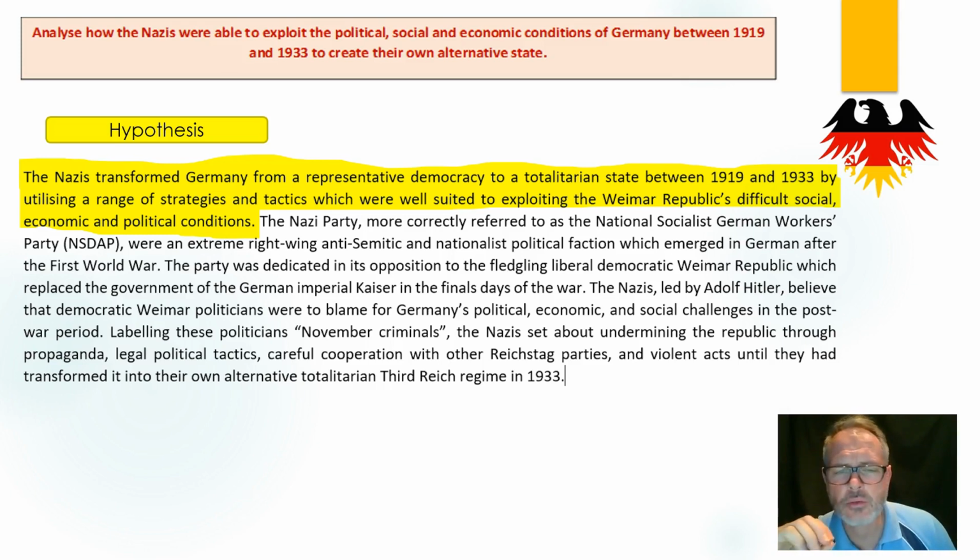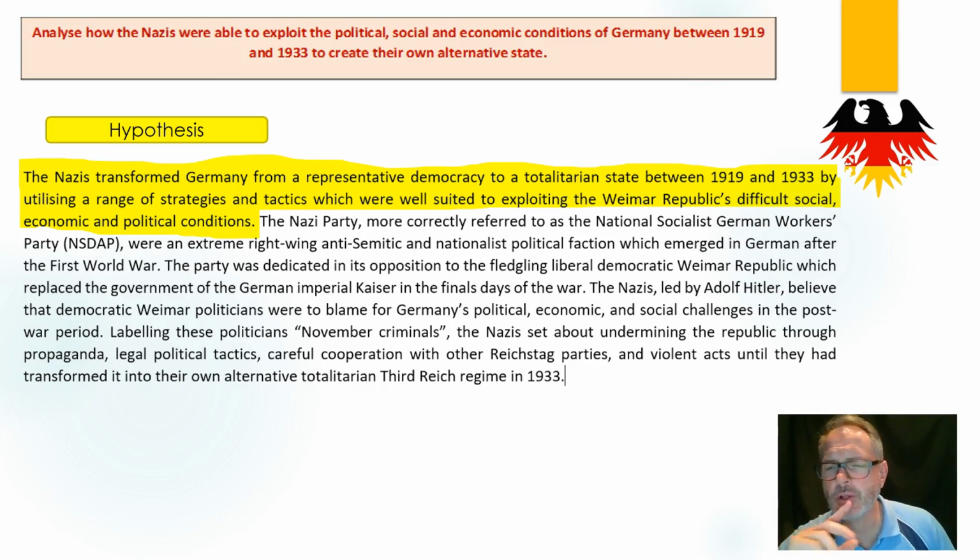Now, it's not a fact. We're arguing it's well suited and that there's a range of strategies. This isn't a fact, but it's not weak. It's an idea that can be prosecuted.